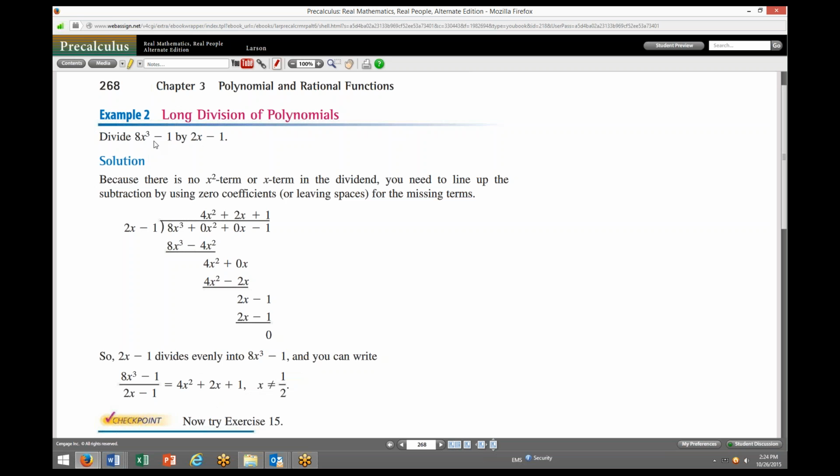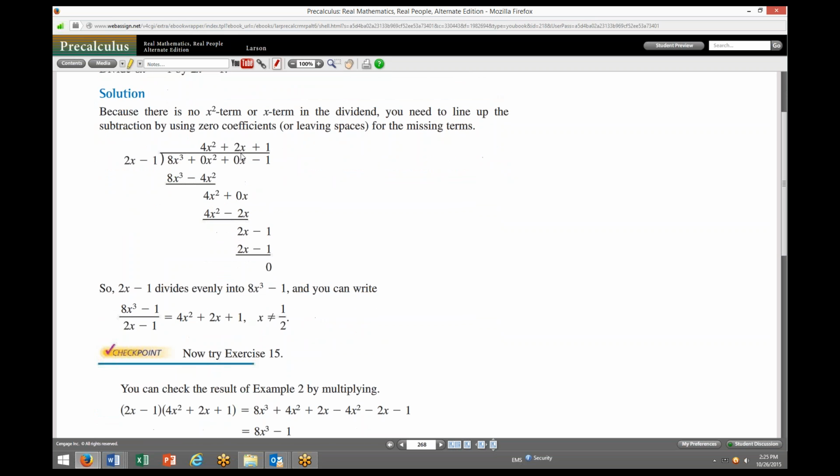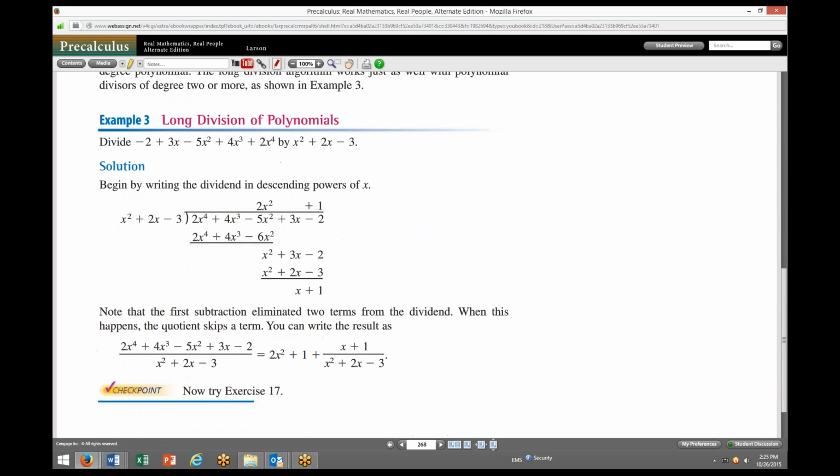And that's what we have to do here. The 8x to the third minus 1, we have to make it 8x to the third plus 0x squared plus 0x minus 1. This is not an optional step. We have to do this or we won't get the right answer. And so when you do all that, then you just follow through the steps as we just did on the previous problem. It just comes down just fine. Once again, this one comes down to a remainder of 0, telling us that 2x minus 1 evenly divides into 8x to the third minus 1, and it does. It goes 4x squared plus 2x plus 1 times.